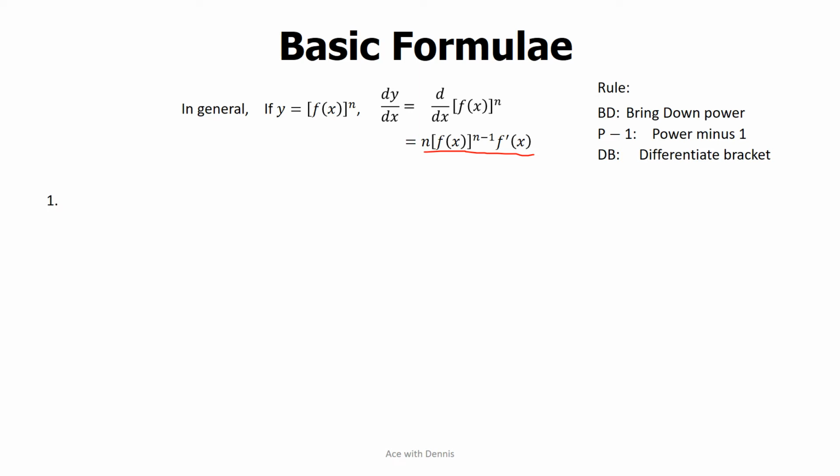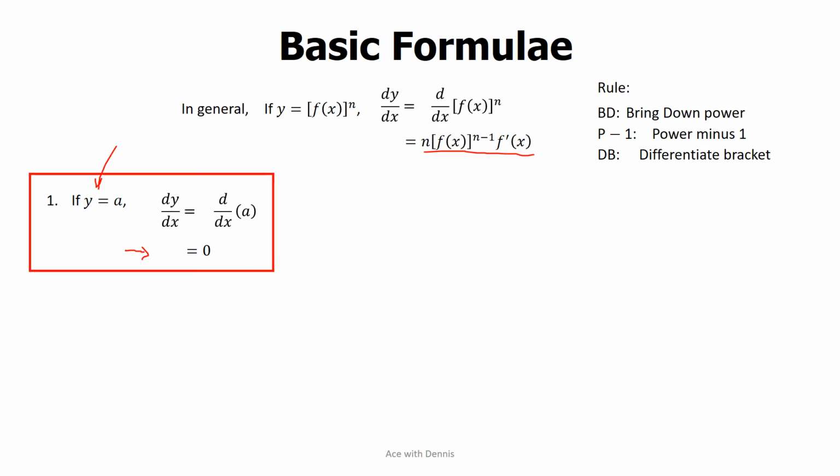The first differentiation: if y equals a, so dy over dx will equal d over dx of a, which is equal to 0. There is a reason why this is so. Think about it. What is the graph of y equals a constant? It is a horizontal line, if you still remember what you have learned in the coordinate geometry chapter. When a line is horizontal, the gradient is 0. So that's why dy over dx will be 0. This is the first formula.